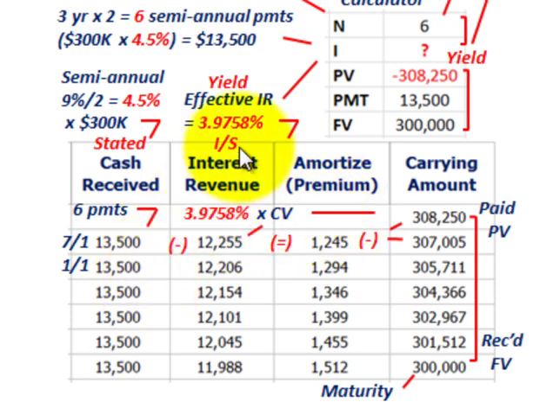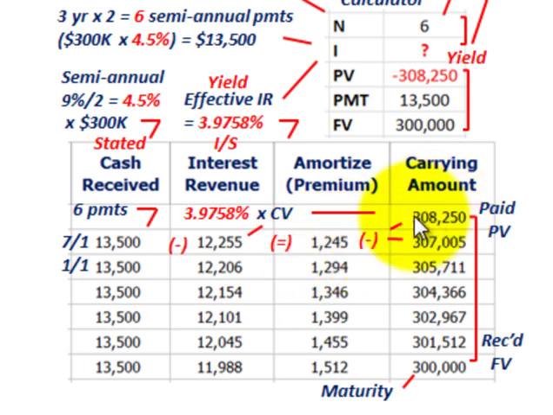We take that effective interest rate here, 3.97528%. We take it times the beginning carrying value. In this case, say it's $308,250, and that is going to give us our interest revenue for the period of $12,255. Now, we would just compare that to our cash receipts here of $13,500, and the difference is going to give us $1,245. That's the amortization for that first period, that first semi-annual interest payment.